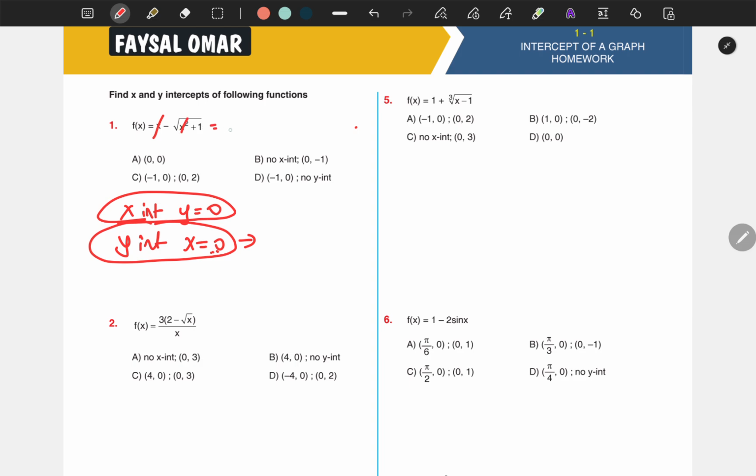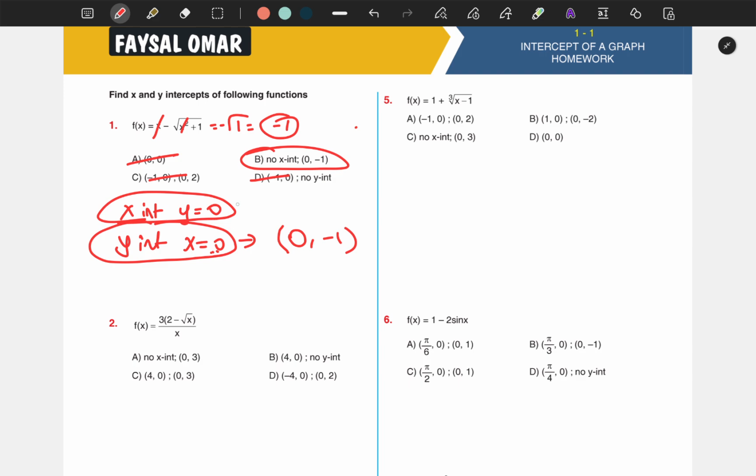What's left? 1. Root 1 becomes negative 1. I replace x with 0, I get y negative 1, isn't it? Which one has 0 and negative 3? This one no, this one no. You see, by option only I can find the direct answer. Okay guys, when I look here, I replace x with 0, I get the negative 1.